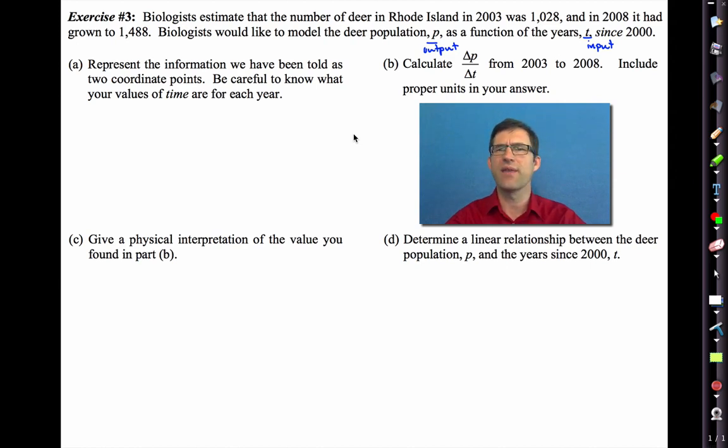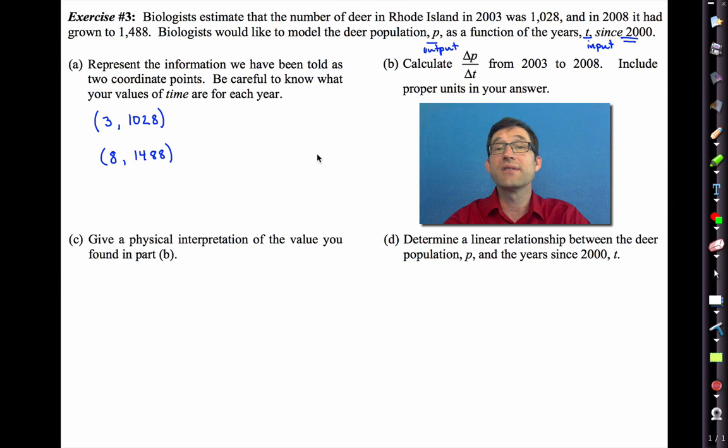Now, why does it say that? Well, it says that because we want T not to be the year. We don't want our input to be 2003. It's the years since 2000. So the first piece of information they give us actually occurs at year 3, right? 2003 is 3 years since the year 2000, and there are 1,028 deer. The second piece of information we're given is at year 8, and that's 1,488 deer.